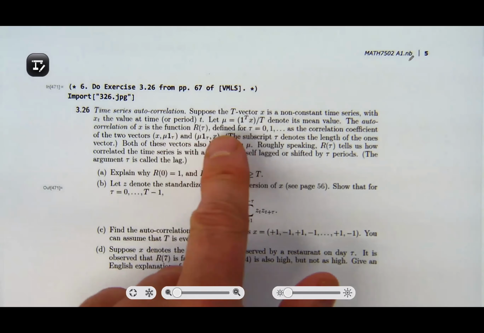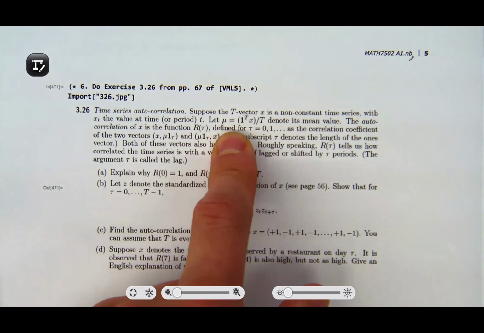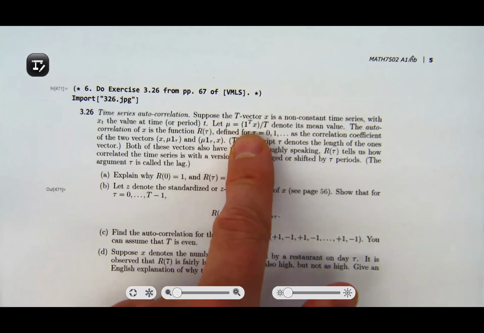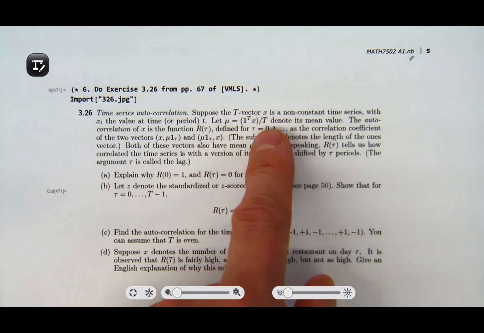All right, sure, so mu. Now mu is just the mean, and this is in notation we've already seen. So here we again have the bold column vector 1, the column vector with 1s in it, transposed, times x, and that's divided by the length. Okay, so you clearly see that's a mean.